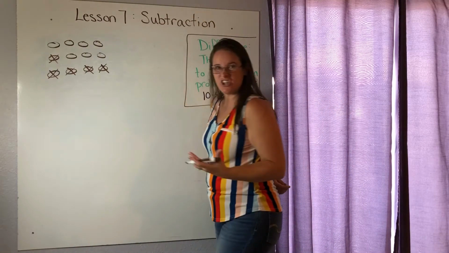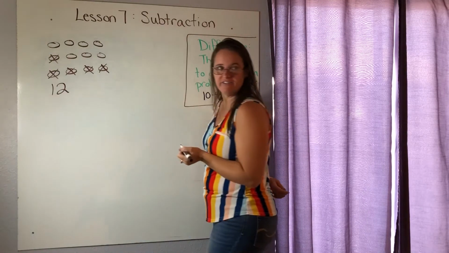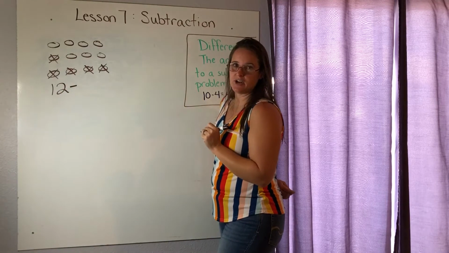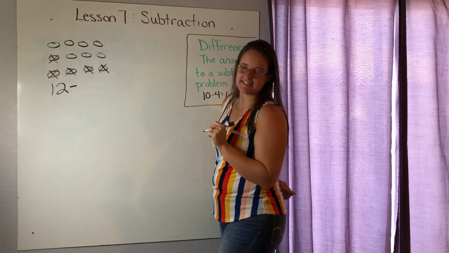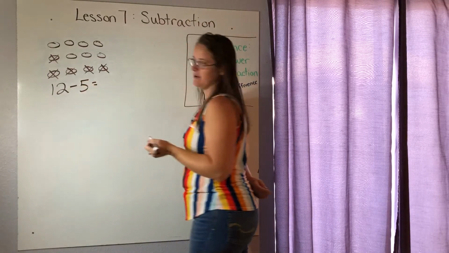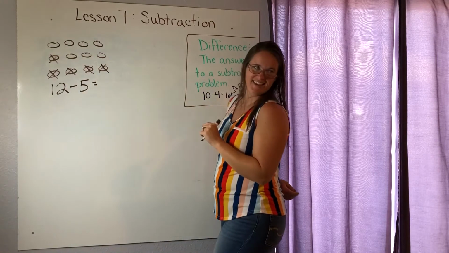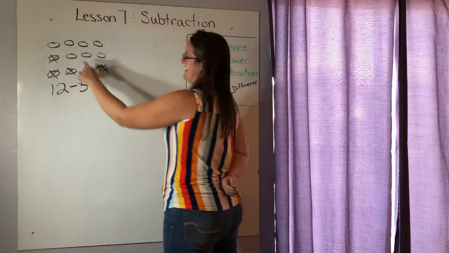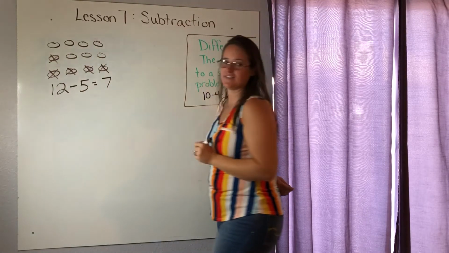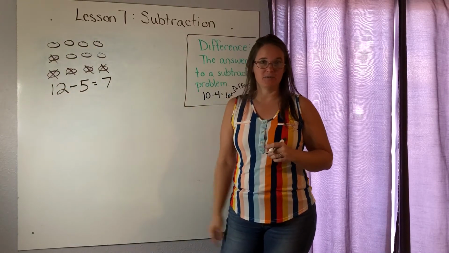So I told you we started with 12 circles, right? So we're going to start with the number 12. And we're working on subtraction, so I need my subtraction symbol. How many did I X out, Riker? 5. Minus 5. And then how many are left? There's 3 here. What about these? Wait, no. 1, 2, 3, 4, 5, 6, 7. So I have 7 circles left.